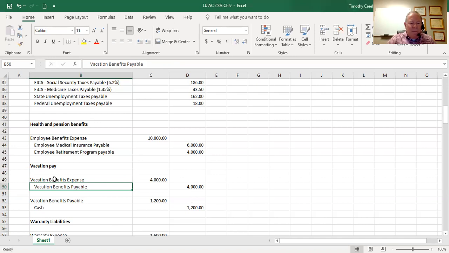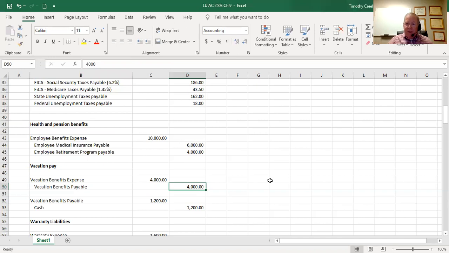So like in this example here, you see a company is debiting vacation benefits expense for $4,000. They're crediting vacation benefits payable for $4,000. They've basically set aside $4,000 for this period due to earned vacations by employees. And then whenever an employee actually takes some time off, they would debit vacation benefits payable and credit cash, and this cash would be what would be paid to the employee for their vacation pay.